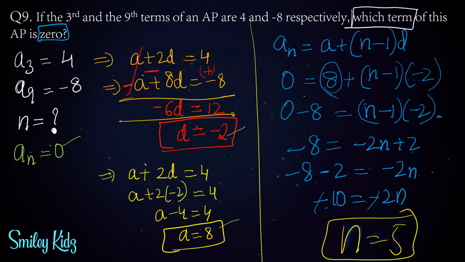That means the fifth term of the AP is 0. In the question, they're asking us which term of the AP is 0. That means the fifth term of the AP is 0 because the value of n is 5.